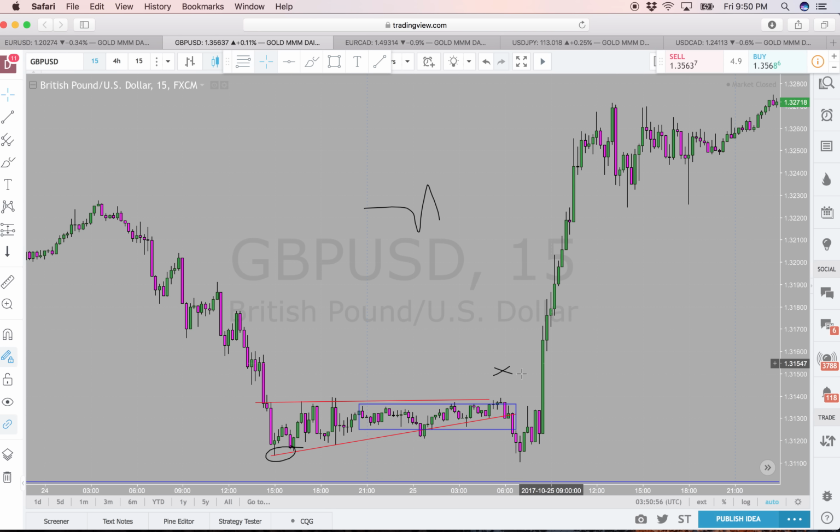Where would you take this? Well, here's where the risk management comes in. I challenge you guys to take one trade per day. That's all.